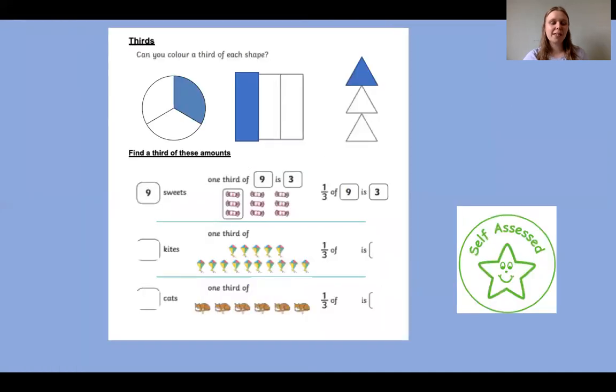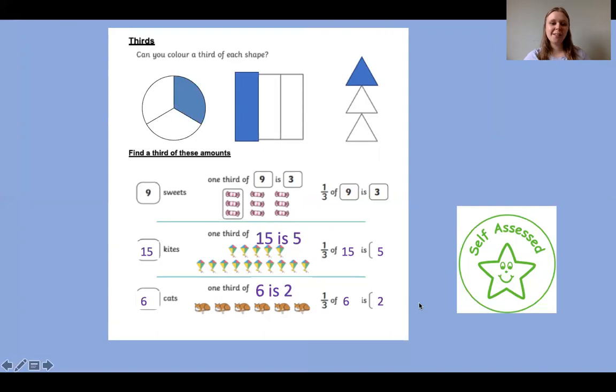So our thirds, these are our answers. I've coloured in a third here, we've coloured in 1/3 here, and we've coloured in a third here. Now we're going to find a third of these amounts. So the first one has been done for us. Then we have 1/3, how many kites? 1/3 of the kites, and then 1/3 of the amount is. So we can see 1/3 of 15 is 5. 1/3 of 6 is 2. We have 15 kites. 1/3 of 15 is 5. We have 6 cats. 1/3 of 6 is 2.